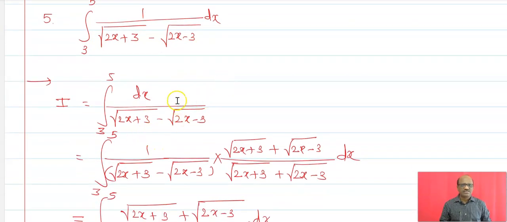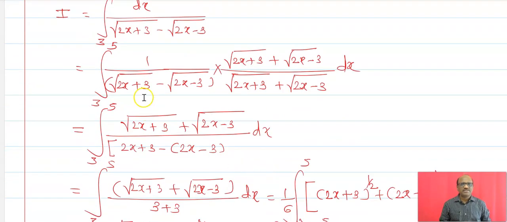Now rationalize the numerator and the denominator. Multiply with root of 2x plus 3 plus root of 2x minus 3 to the numerator and the denominator. Then you will get integral 3 to 5, 1 into root of 2x plus 3 plus root of 2x minus 3 as it is, and the denominator is root of 2x plus 3 minus root of 2x minus 3 into bracket root of 2x plus 3 plus root of 2x minus 3.